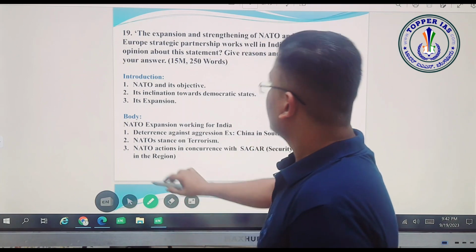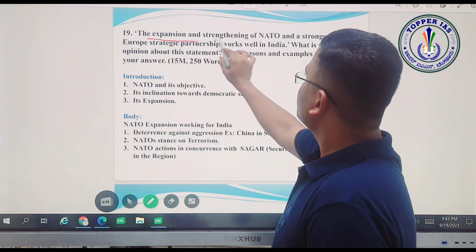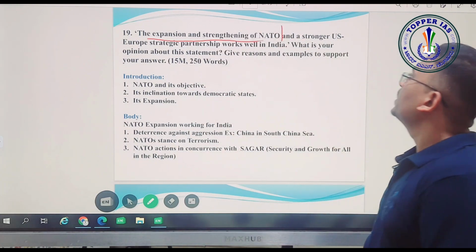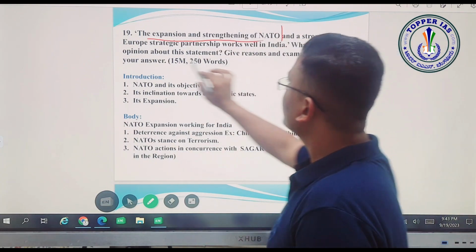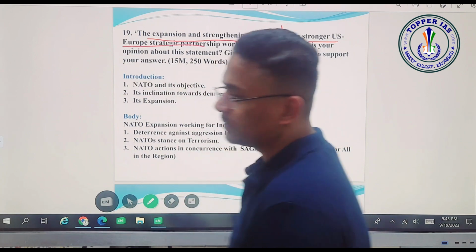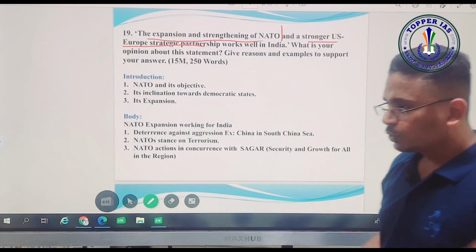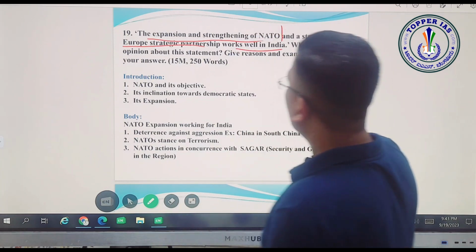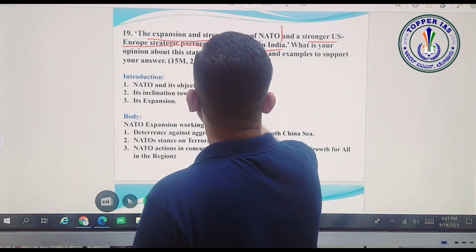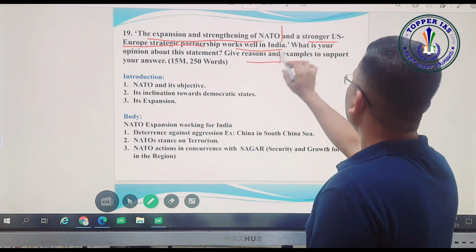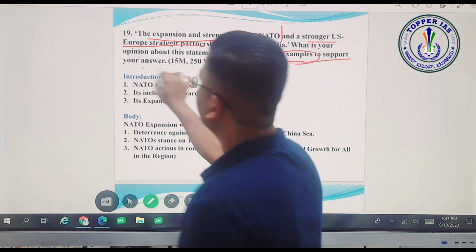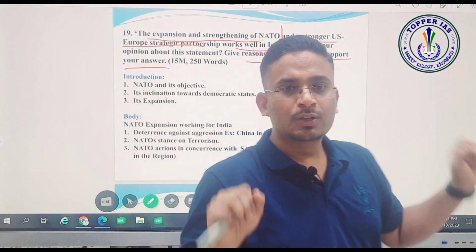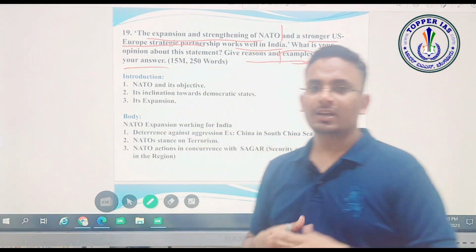The expansion and strengthening of NATO, that is one part. Expansion and strengthening of NATO and a stronger US-Europe strategic partnership. The stronger US and Europe partnership works well for India. What is your opinion about this statement? Give reasons and examples to support your answer. They have already given the statement, so you will have to interpret those particular lines.